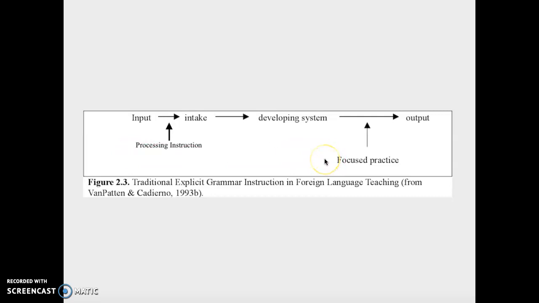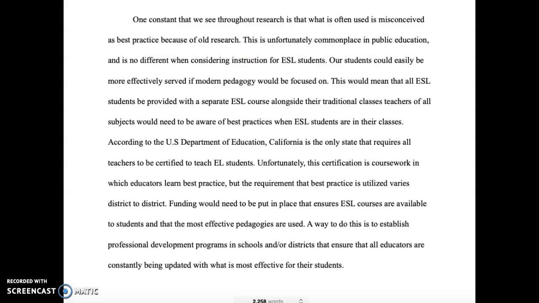Focused practice is where we have drills. So this is when all that's happening is that the educator is saying something and the students are repeating it back to them. I'm sure we've all done that in language classes. This is ineffective just by looking at this chart because it happens so late in the language learning system. We want to tackle the problems of input because it's at the beginning of the system. So now that we've talked about that, we can tackle the problem at hand.